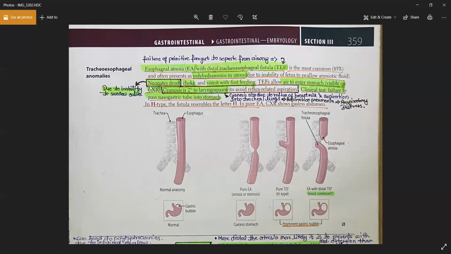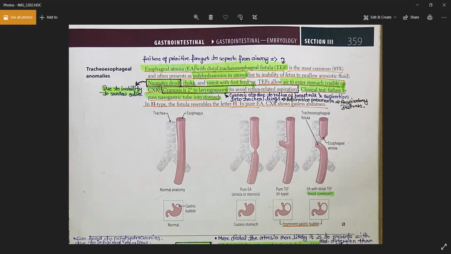So drooling would be there because the fetus cannot swallow the saliva. So the drooling of the infant will happen. Choking can also happen. Contents can go to the esophagus, because as you can see, the esophagus is next to the trachea. All the contents will go to the esophagus, they will reflux out, and they can go to the trachea, right? So the choking can happen.